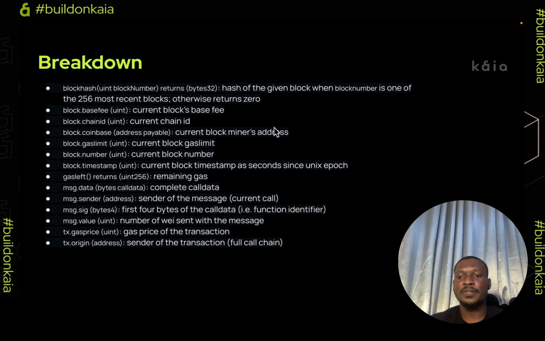We have gasleft, msg.data, msg.sender, msg.sig, msg.value. What these global variables help us do, take for instance msg.sender, it returns the sender of the message in the current call. msg.value is the number of Wei sent with the message. We also have tx.gasprice and tx.origin. tx.origin is the sender of the transaction, the full call chain. Having said that, you get to use a lot of these while writing smart contracts.